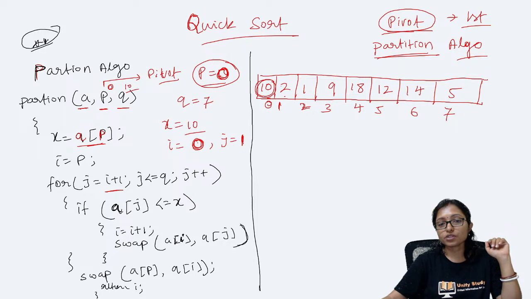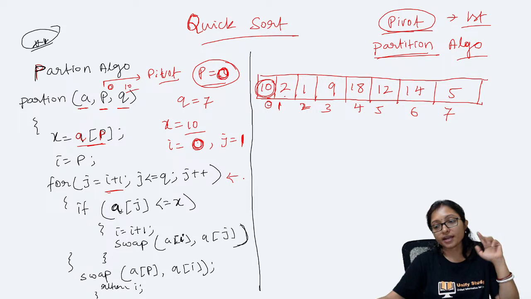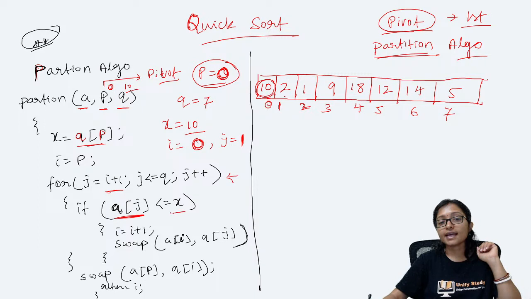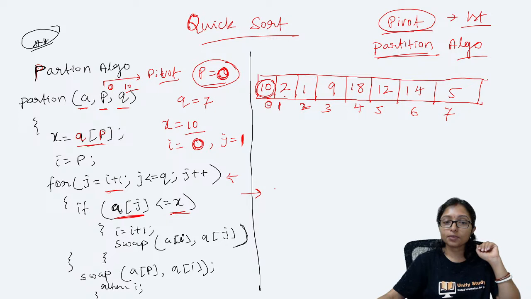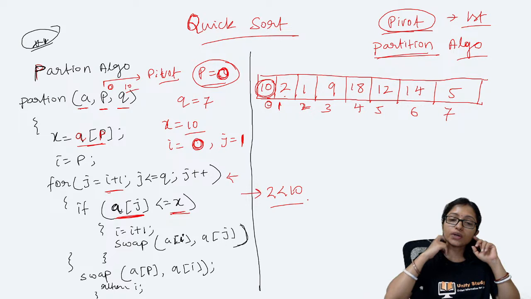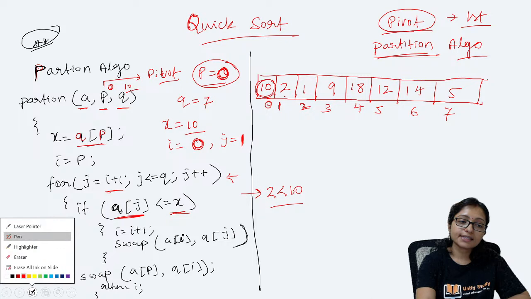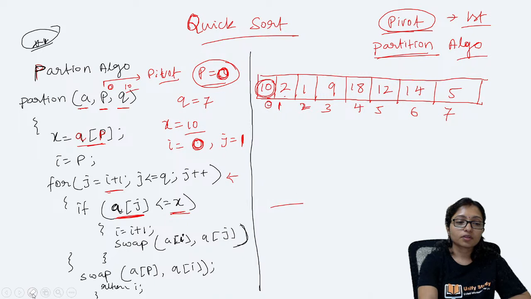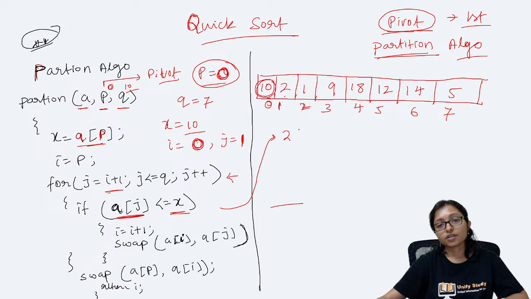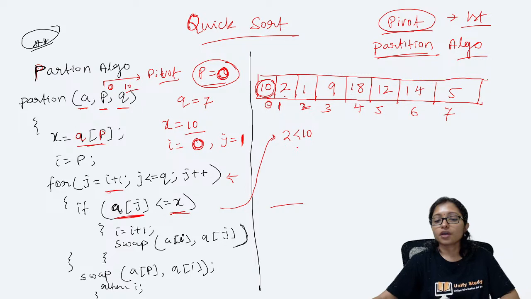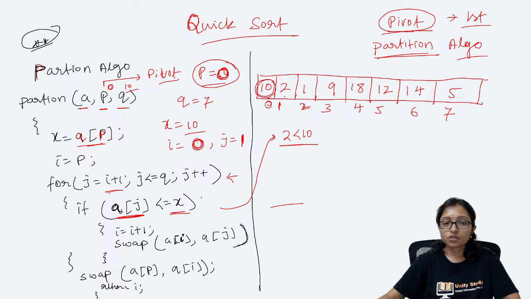Now I am coming to this loop. What is going on? If aj is less than or equal to x, what is the value of aj? Aj means that is 2. 2 is less than 10. Is it true or false? It is true, right? 2 is less than 10. So this statement is true.